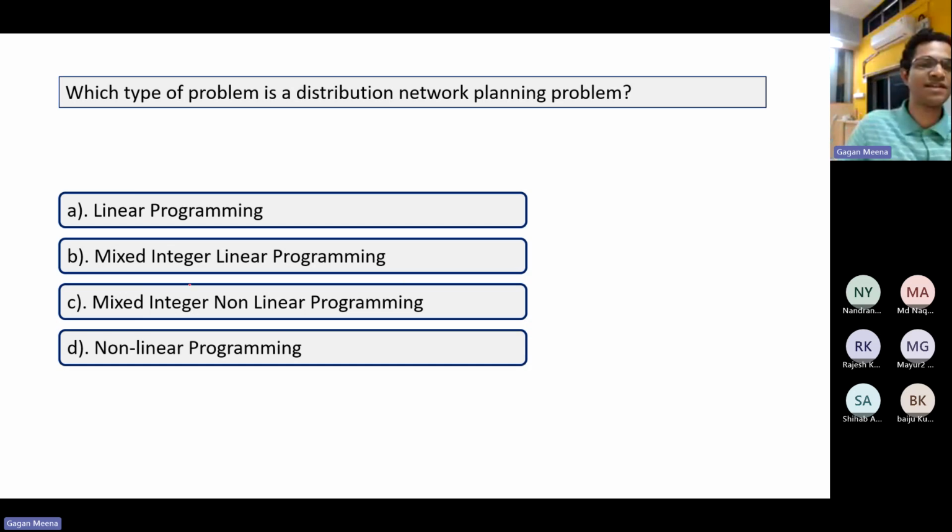So this is a mixed integer, non-linear programming problem. These slides I will upload. Yes, I will upload them right now, just after the class. Okay, thank you.